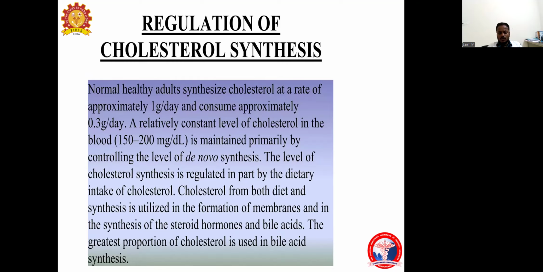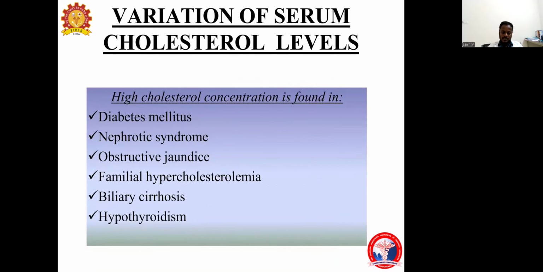Normally an adult synthesizes approximately 1 gram of cholesterol per day and consumes approximately 0.3 gram per day, and a relatively constant level of cholesterol in the blood, 150 to 200 mg per dl, is maintained primarily by controlling de novo cholesterol biosynthesis. Cholesterol biosynthesis is regulated by the dietary intake of cholesterol. The cholesterol from both the diet and synthesis is utilized in the formation of membranes and in the synthesis of steroid hormones and bile acids. The greatest proportion of cholesterol is used in bile acid synthesis.